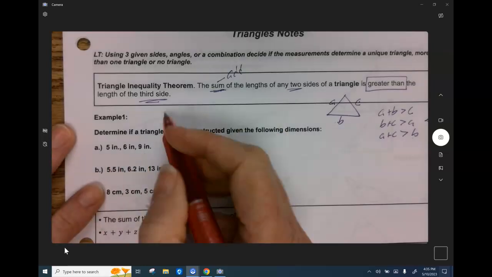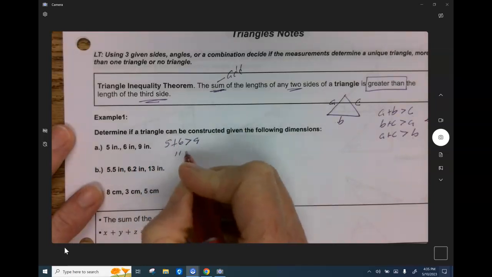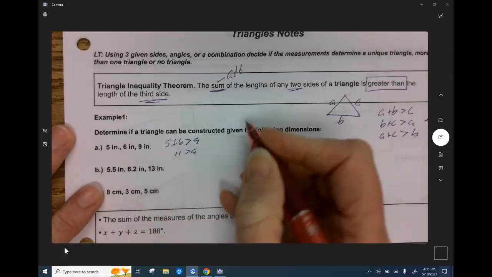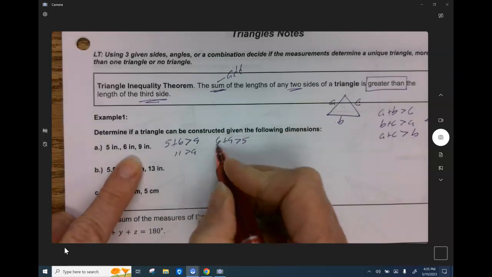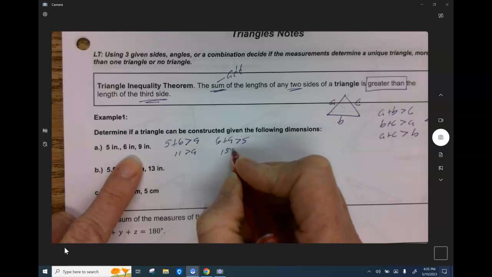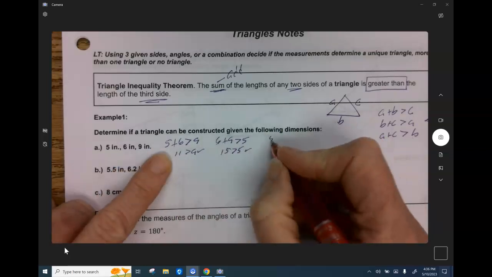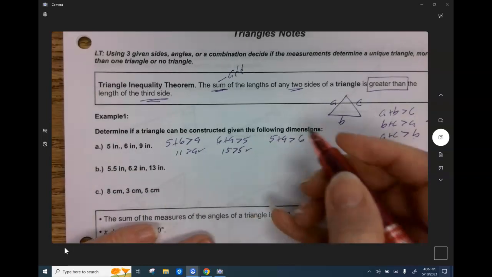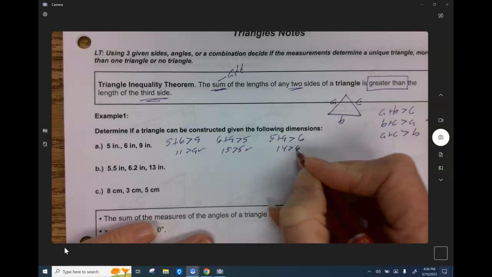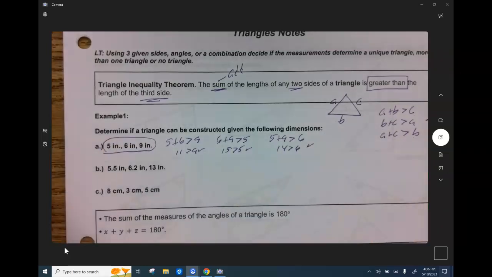So here we go. Can I take 5 plus 6, and is that greater than 9? Well, that's 11. That's greater than 9. Yes, that works. Now I'm going to take 6 plus 9. Is that greater than 5? Well, 6 plus 9 is 15. Yes, that works. And then what have I not added? 5 plus 9, is that greater than 6? Well, 5 plus 9 is 14. Yes, that's greater than 6. So yes, this is a triangle.